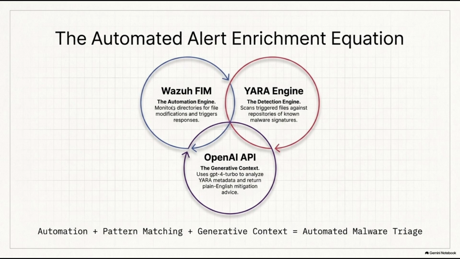Wazuh FIM, the automation engine, monitors your directory for any kind of file modifications and triggers a response. We will be using the Yara engine, which is your detection engine and scans a triggered file against repositories of known malware signatures. Then we will be using the OpenAI API, a generative component, which uses any model you want to analyze Yara metadata and returns plain English mitigation advice.